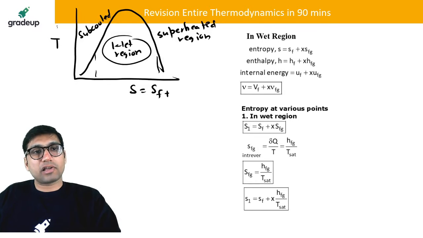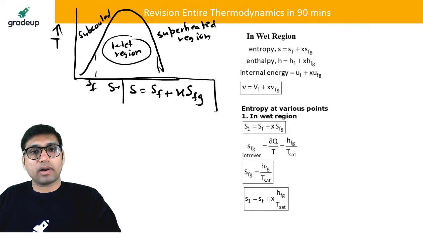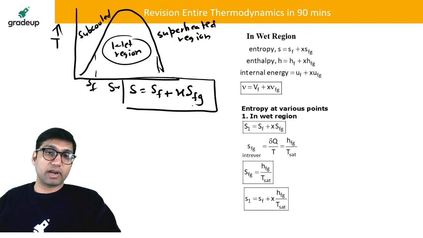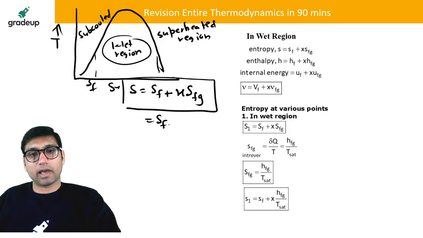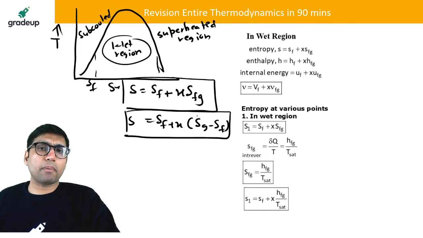Let us say this is a temperature-entropy diagram. So entropy in this wet region will be equal to entropy of the saturated liquid plus X times the entropy change from liquid to vapor. That is, S = Sf + X times (Sg - Sf). This is how you find the entropy in the wet region, and not just entropy, any property.